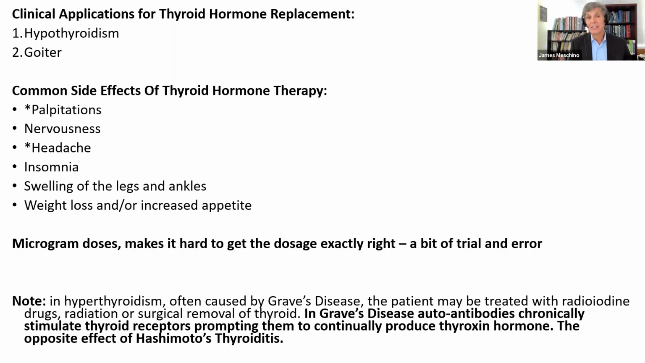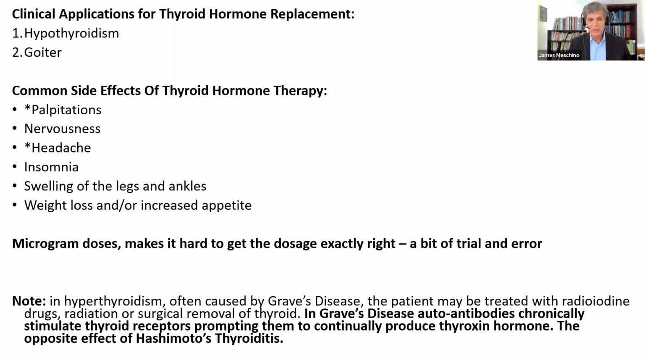The common side effects of thyroid hormone replacement arise because it's such a tricky drug for doctors to work with. It's in microgram doses, so they have to get it exactly right. In the early stages of treating a patient, often through trial and error they try to find the right dose. And often they give the person a little bit too much, which can lead to palpitations, nervousness, headaches, insomnia, swelling, increased weight loss, increased appetite. So they have to try to get that dose down so the person feels normal. And it's a bit of trial and error.